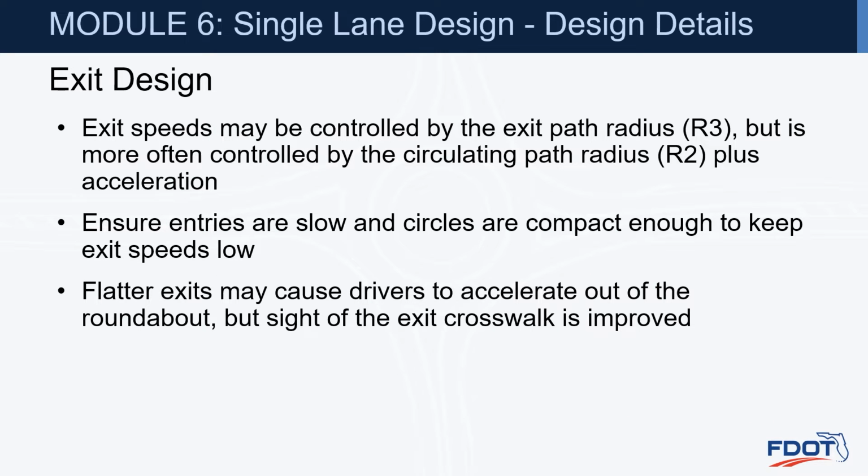The exit speeds may be controlled by the exit path radius, that R3 that we had measured previously, but is more often controlled by the circulating path radius, that R2, plus acceleration. We want to ensure that entries are slow and circles are compact enough to keep exit speeds low. Flatter exits may cause drivers to accelerate out of the roundabout, but the sight of the exit crosswalk is improved.